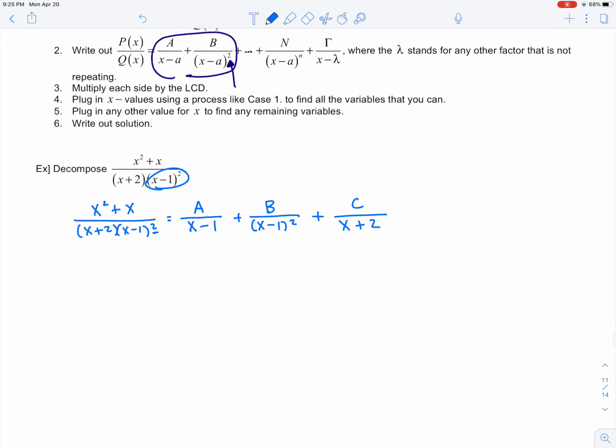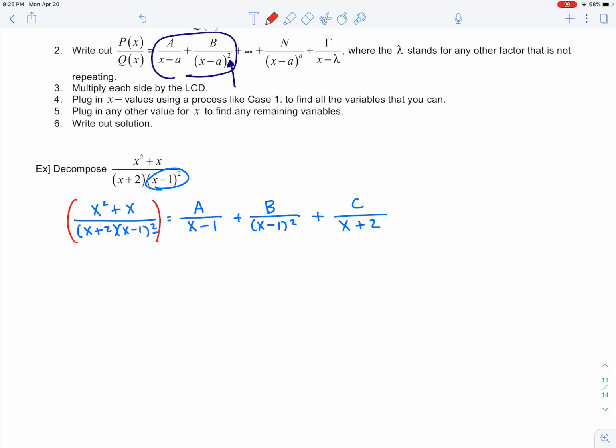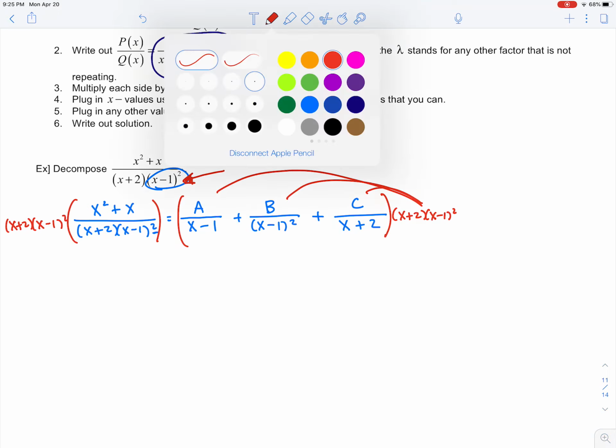Now from here on out, the process is pretty similar to the previous one. We multiply by the LCD to get rid of all the denominators. So let me do that next. The LCD is always going to be this factored form, so x plus 2 times x minus 1 squared. Over here it will be distributed. x plus 2 times x minus 1 squared.